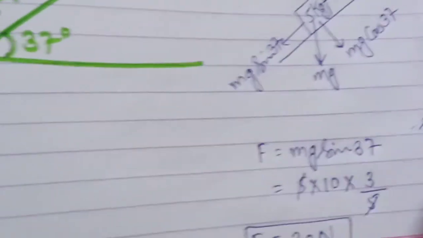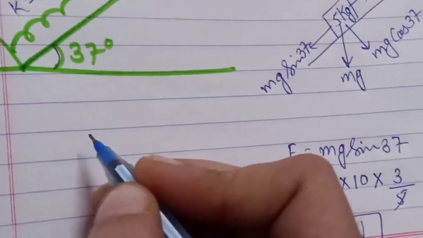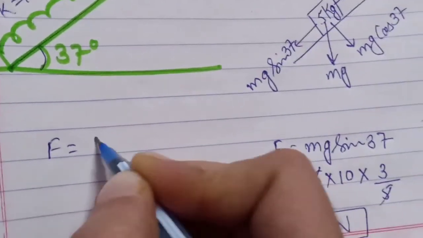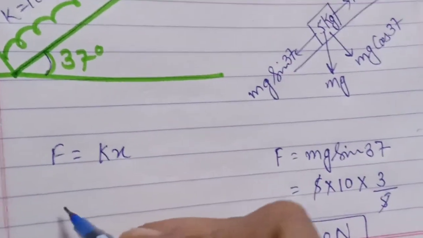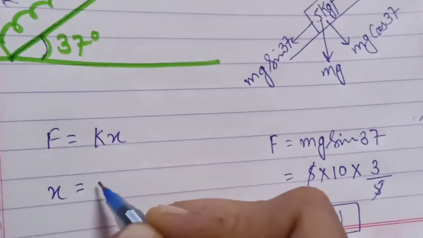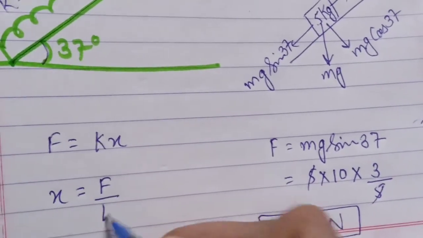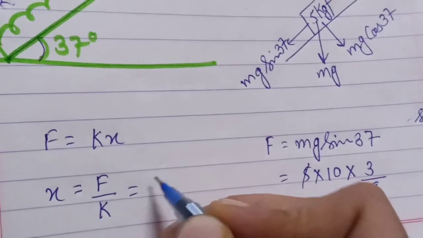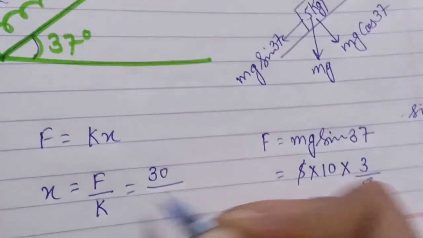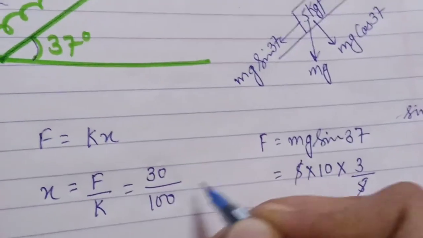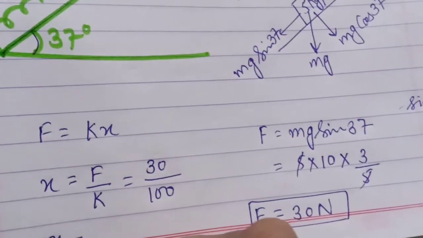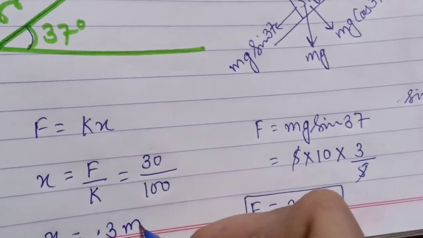Now we will find the x. F is equal to Kx. X is equal to F upon K. The value of F is 30 Newton and K is equal to 100. So x is equal to 0.3 meter.